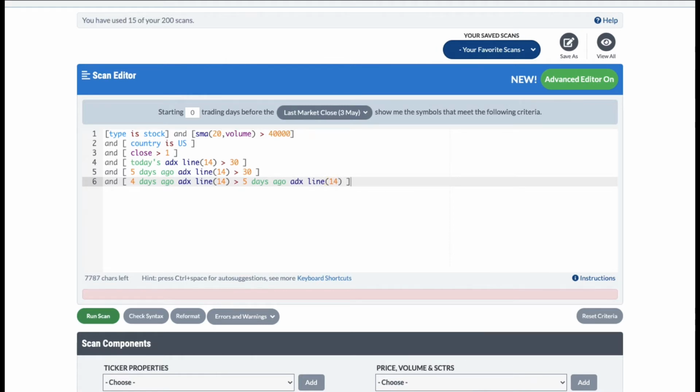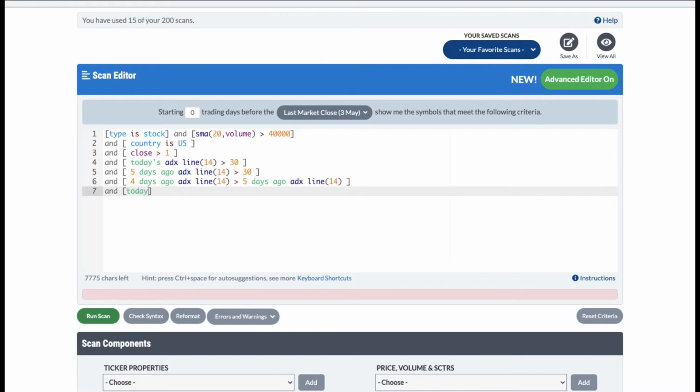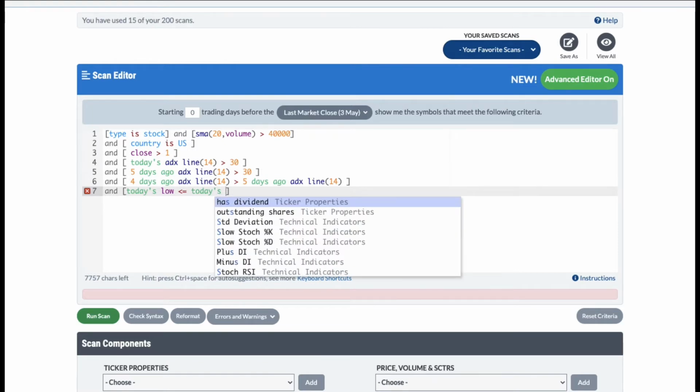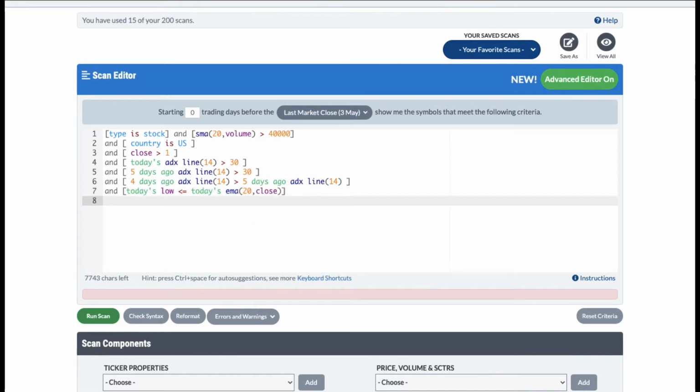Perfect. And then once you set that up, the next thing is to find those dips. The way we're going to go about that is setting up our low. So today's low, we want it to be less than or equal to today's 20-day exponential moving average of the closing price. Not today's closing price, but today's 20-day exponential moving average using the closing prices. So that's the first part.